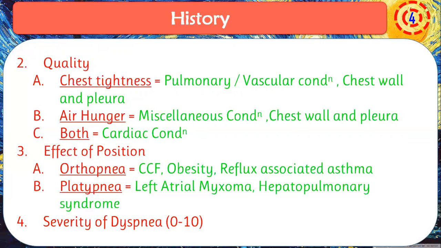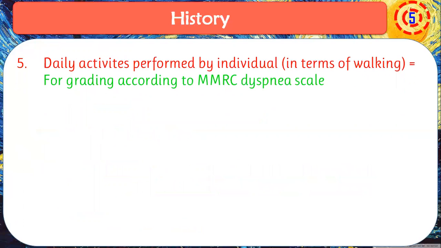So that is an important part in the history, because it will help us to know whether the condition is worsening, whether the experience of dyspnea is worsening or not. And the next thing is we'll be asking about the daily activities performed by the individual. It will be quite helpful if we take the history about daily activities in terms of walking, because it will help us to grade according to the MMRC dyspnea scaling. And this MMRC dyspnea scaling is quite important because it will help us to determine whether the patient is responding to therapy or not, and what might be the outcome of the therapy and the prognosis of the treatment or the disease itself.